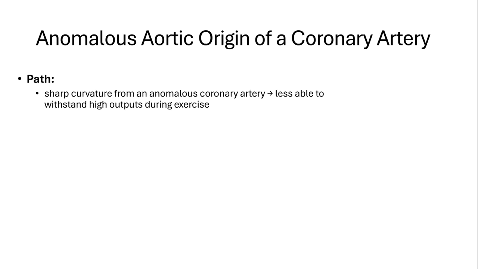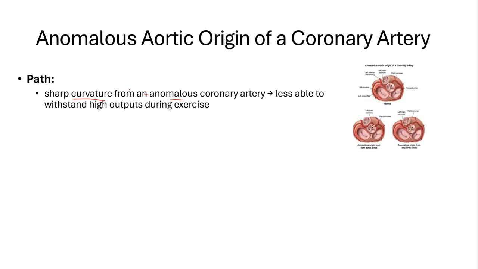So what happens is you have this sharp curvature from an anomalous coronary artery. This sharp curvature leads to the inability to withstand high outputs during exercise. So you're going to get a very classic presentation, someone who has syncope when they're running on the soccer pitch or something like that. Now, here's an image. All of these are abnormal. This up here is obviously normal.